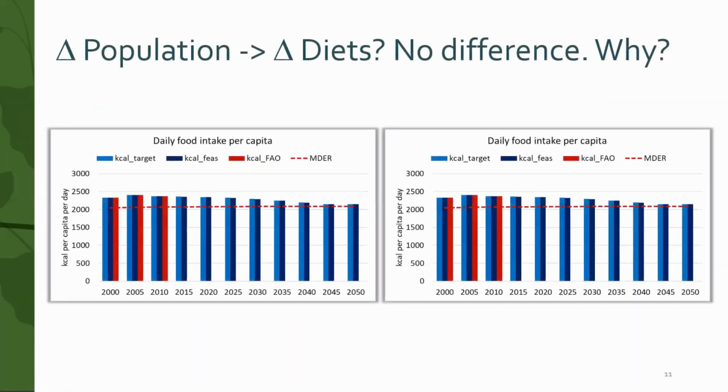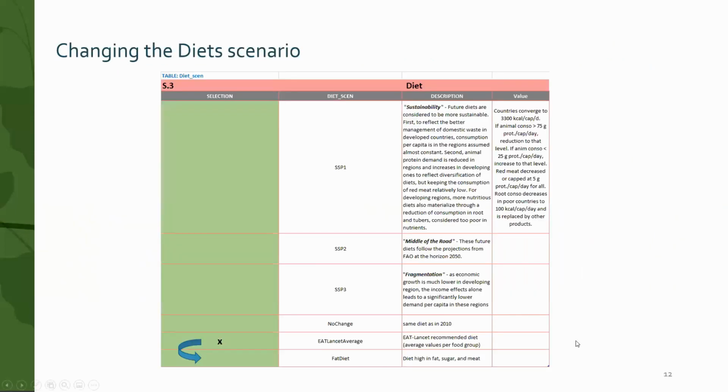One thing to note is that an increase in population does not necessarily lead to a change in average daily food intake per capita. Why do you think this is the case? Right now, the diet scenario selected is Eat Lancet Average, which is a healthier diet scenario than Fat Diet. Let us select the scenario of Fat Diet.